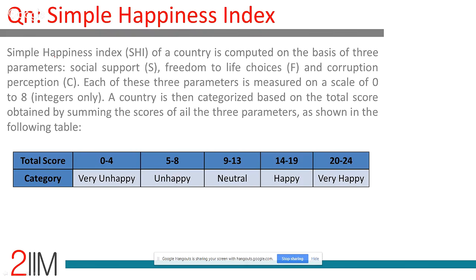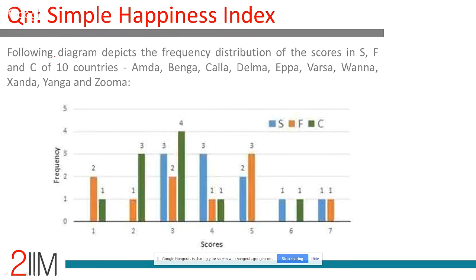Each of these 3 parameters is measured on a scale of 0 to 8, integers only. We're not dealing with a 6.5 or a 2 pi. A country is then categorized based on the total score obtained by summing the scores of all 3 parameters, as shown in the following table. 0 to 4 is very unhappy, 5 to 8 is unhappy, neutral, happy, very happy. But this is not giving us much. Let's look at the data underlying that.